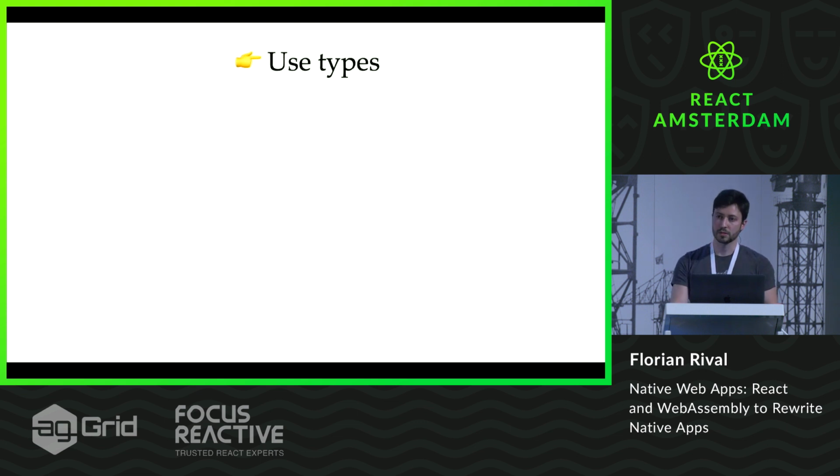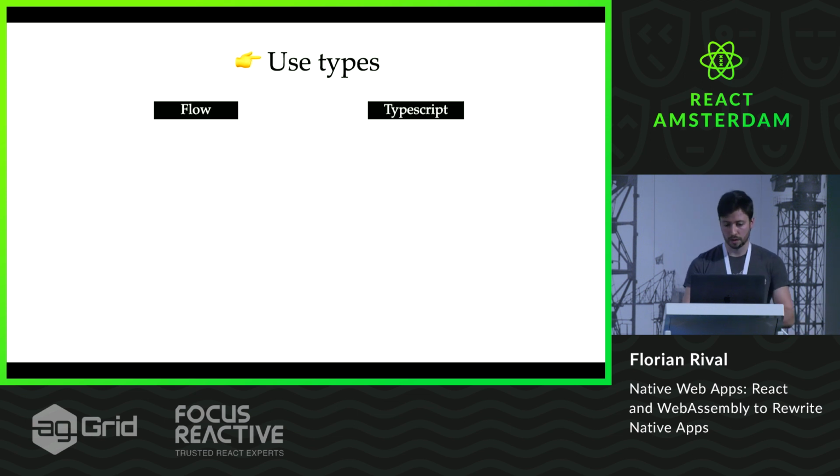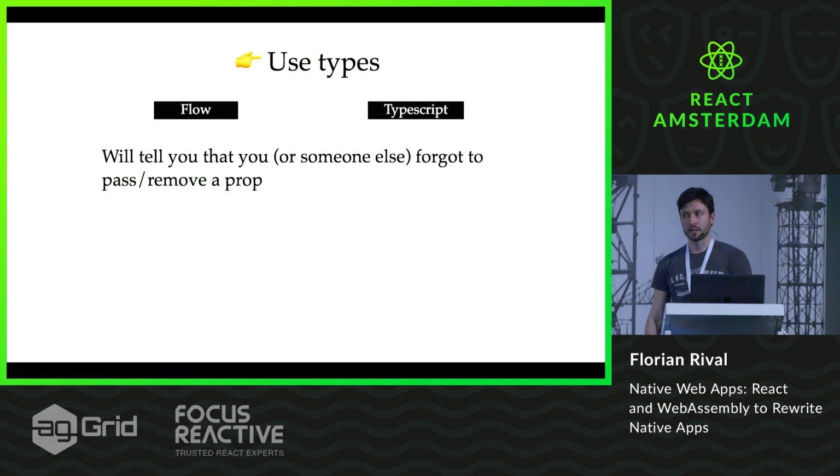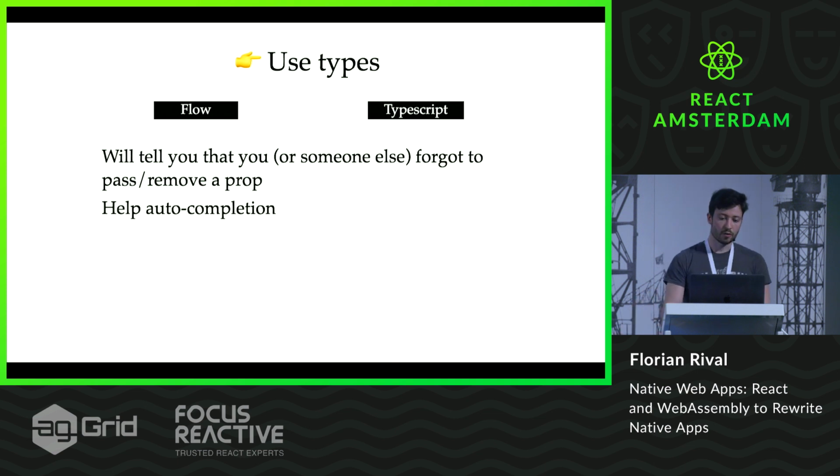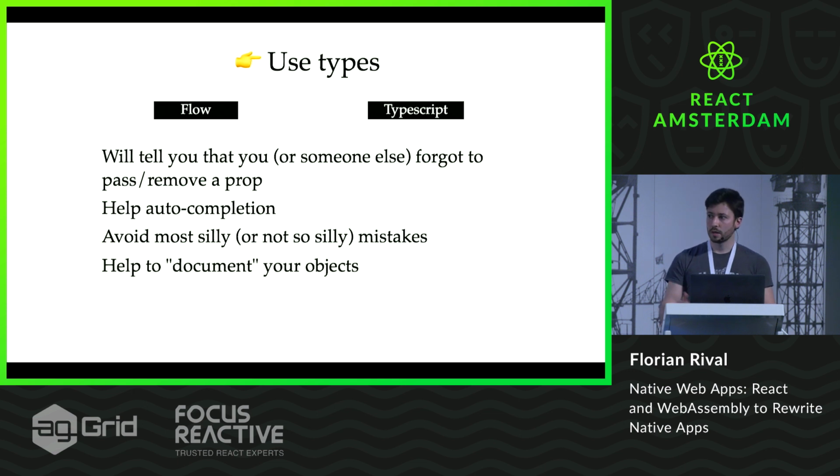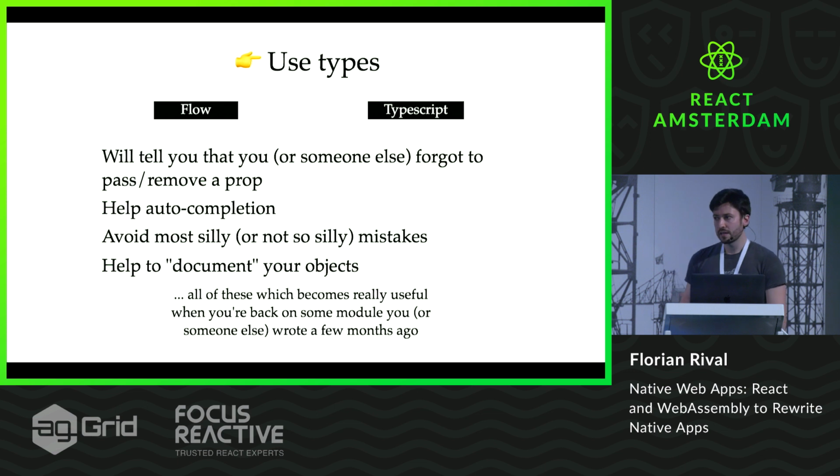Last thing will be to use types. I'm a big fan of types, whether it's Flow or TypeScript, because it will tell you that you forgot to remove something, it helps with auto-completion, it avoids the most silly mistakes, and it helps to document, in a way, your objects. All of these are really useful when you're back on your module or when someone else is working on your code base and you want to help them or help you later.